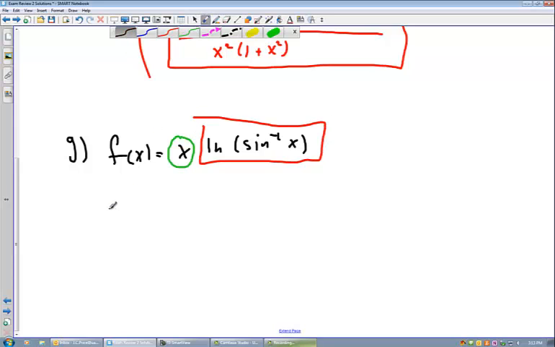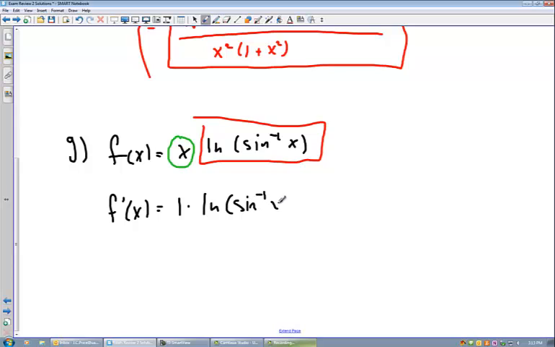And so F prime of X is equal to the derivative of the first, which is 1, times the second, so ln sine inverse of X, plus the first, which is X, times derivative of the second. Now the derivative of the second, you have to realize it has an inside and an outside, so derivative of ln is 1 over, so 1 over sine inverse of X, times the derivative of the inside, so derivative of sine inverse is 1 divided by the square root of 1 minus X squared.